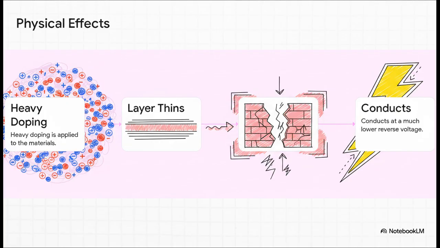First off, heavy doping is applied to both the p-type and n-type materials. Then, step 2, because of this extreme crowding, the depletion layer, that neutral zone right in the middle, becomes remarkably thin. Step 3, a thinner depletion layer naturally causes the potential barrier to drop, which absolutely plummets the resistance against the outer electric field. And finally, because that resistance is now so incredibly low, the diode can conduct electricity at a much, much lower reverse voltage.